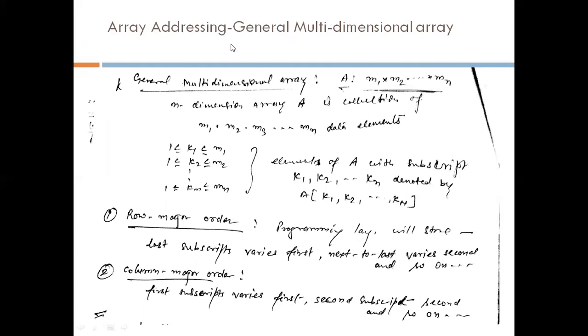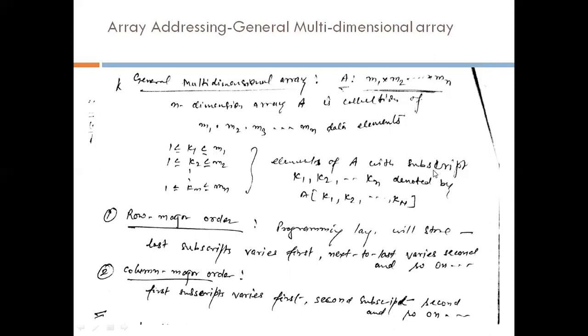Now if we derive this formula for a multi-dimensional array, it may be an n-dimensional array, suppose m1 cross m2 cross m3 cross mn. So the n-dimensional array is a collection of m1 multiplied by m2 multiplied by m3, and so on, multiplied by mn data elements. Again, suppose we are assuming the elements are stored from 1 to m1, 1 to m2 and so on.